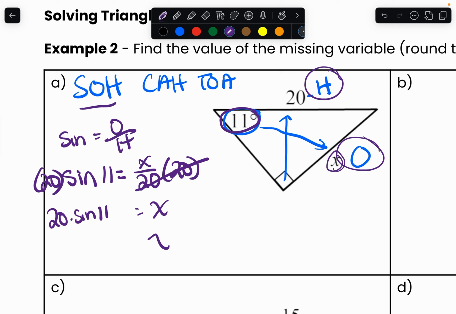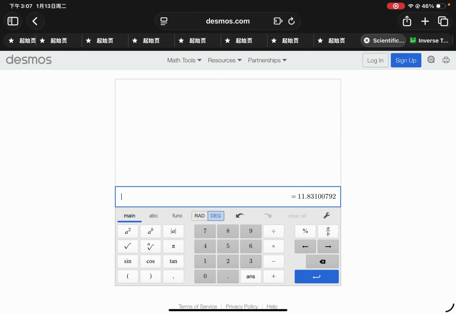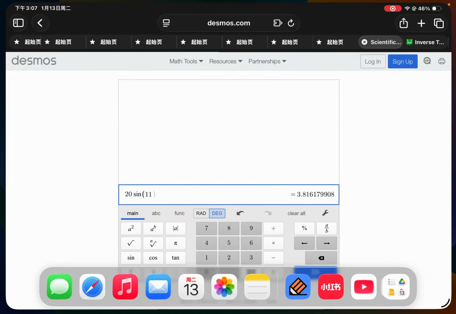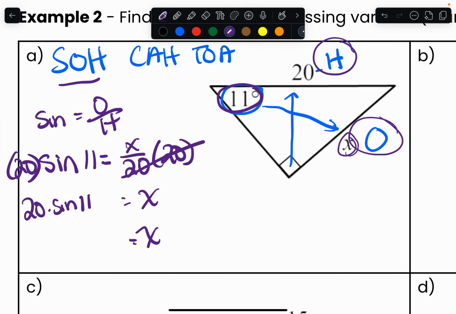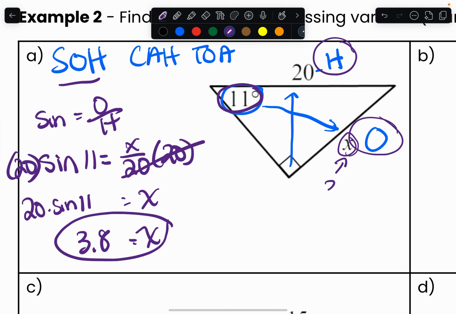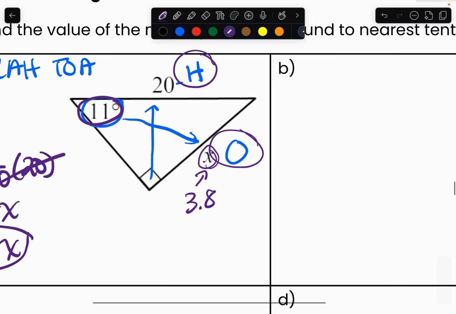tenth place. So let me pull up my calculator. I'll clear everything out and put in 20 times the sine of 11. This will give us 3.8 as my decimal when rounded to the nearest tenth place. So my answer here for x, my missing side, will be 3.8. Moving on to question B.